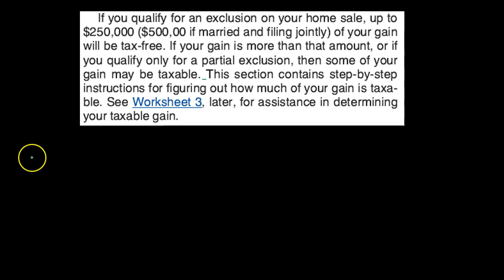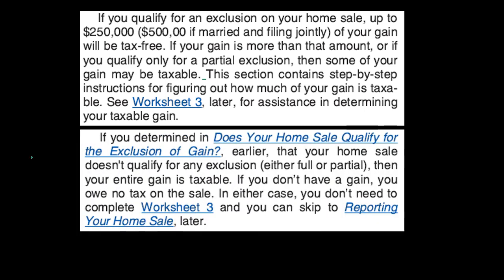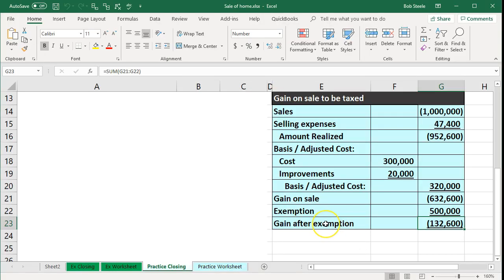Back to the text. This section contains step-by-step instructions for figuring out how much of your gain is taxable. See Worksheet 3 later for assistance in determining your taxable gain. If you determined in Does Your Home Sale Qualify for the Exclusion of Gain earlier that your home sale doesn't qualify for any exclusion, either full or partial, then the entire gain is taxable. So we recapped those lists here. We went through them in more depth in prior presentations. If you don't qualify for this exclusion, then whatever the gain is could potentially be taxable.